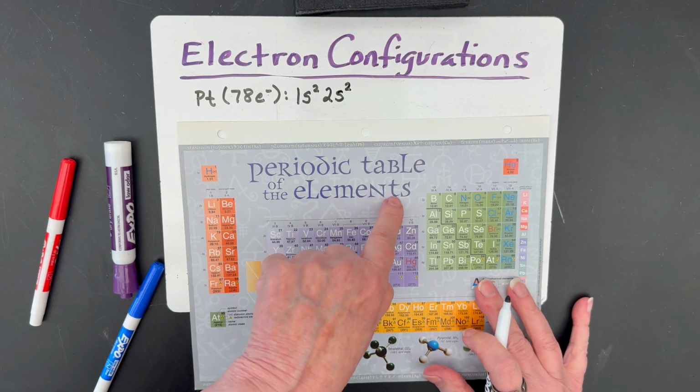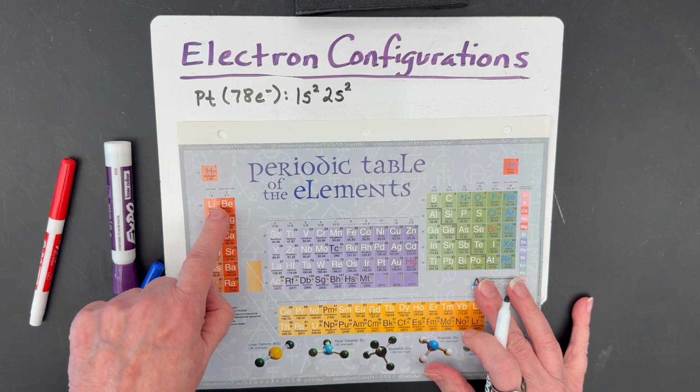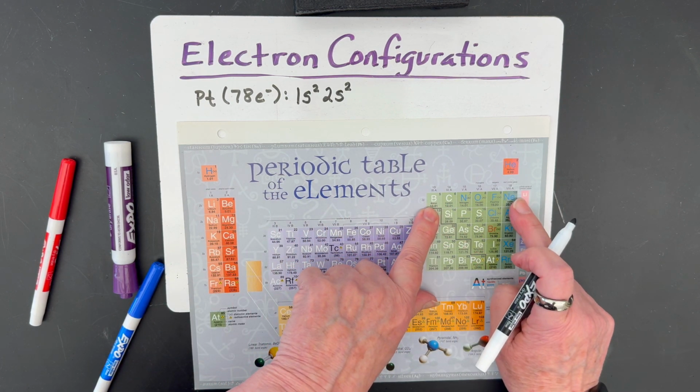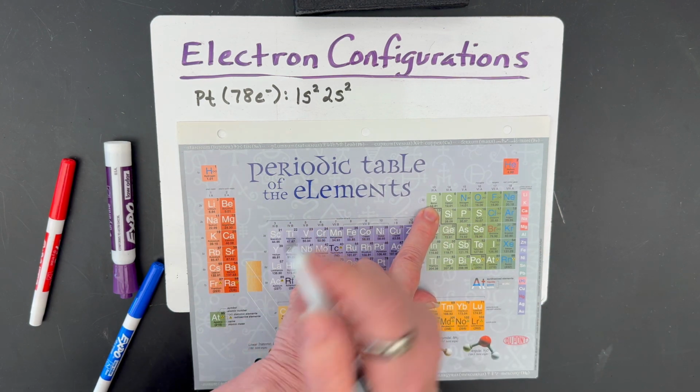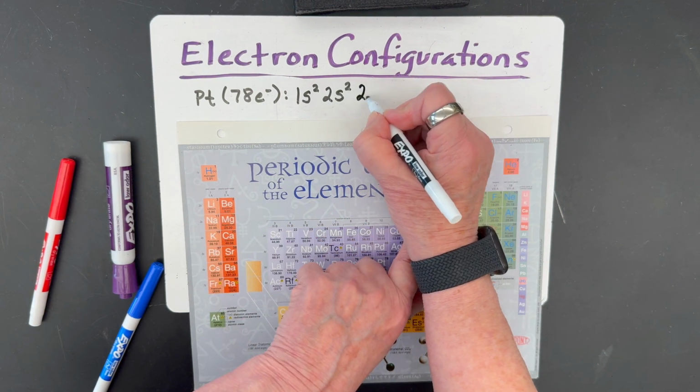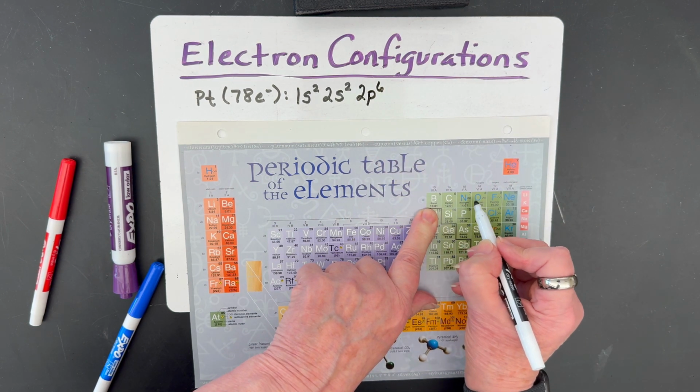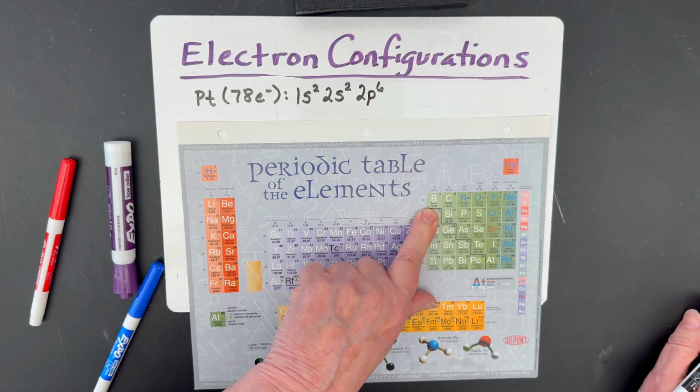Now we go across, follow the atomic numbers, 3, 4, 5. Now we're in a P block, but we're still on the second row. So this is going to be a 2P, and P can hold up to 1, 2, 3, 4, 5, 6.